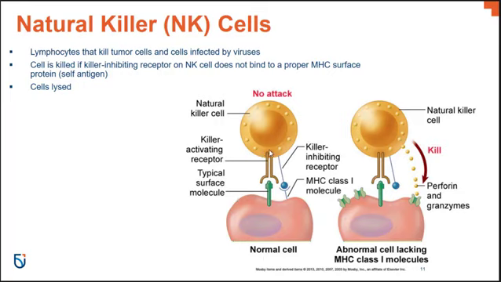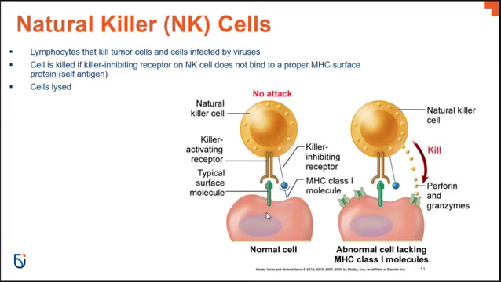You can see that the natural killer cell, as just mentioned, possesses a killer activating receptor. This receptor would be what would activate the killing of the cell that it binds to, but it also has a killer inhibiting receptor. So let's talk about each. The killer activating receptor binds to any of several common surface molecules that are found on cells, for example, this typical surface molecule here. Thus, the natural killer cell can bind to any cell of the body as well as foreign cells.